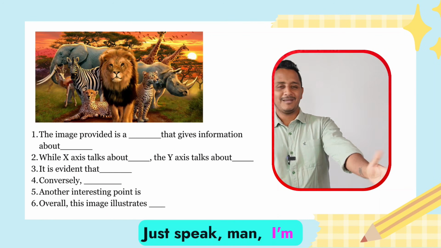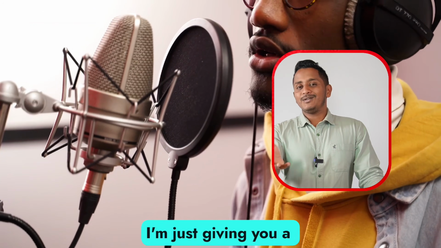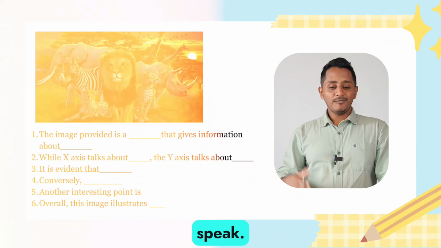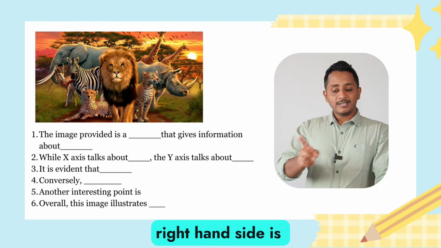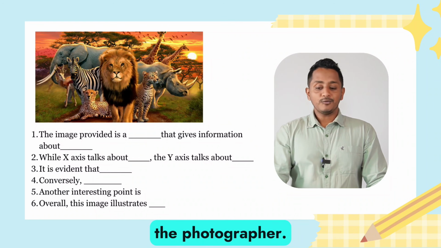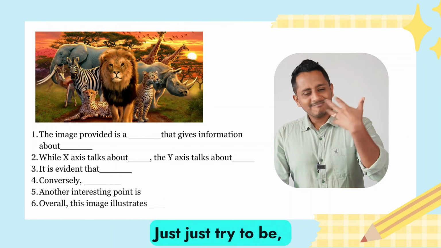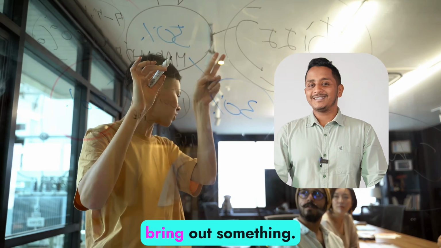Just to speak, man, I'm just giving you a demo. Probably I exceeded 40 seconds, doesn't matter. I'm just giving you a demo. You just have to speak. If you want me to speak more on this, probably you can say the cheetah on the right hand side is looking at a very far distance, but the cheetah on the left hand side is probably looking at the photographer.